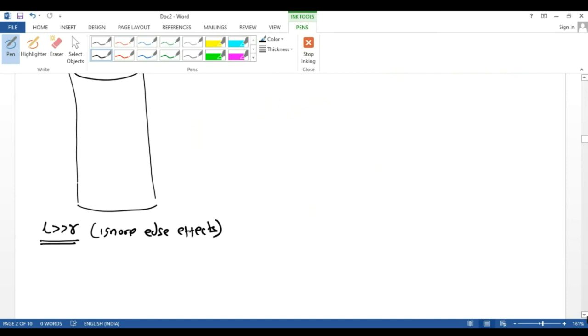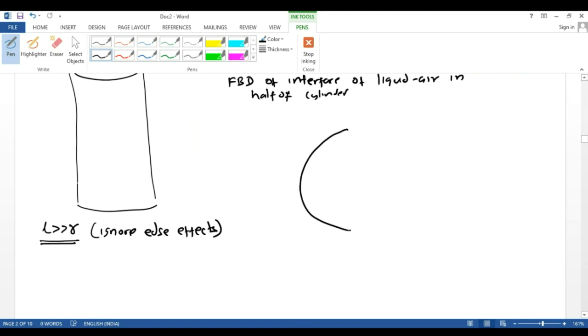And now I'll do the same thing. I'll take the FBD of the liquid-air interface in half of the cylinder, and I'll draw the top view. It will appear exactly in the same way. The only difference is that now the cross section is not a cross section of a sphere, it's a cross section of a cylinder.